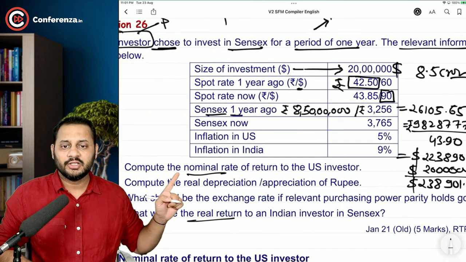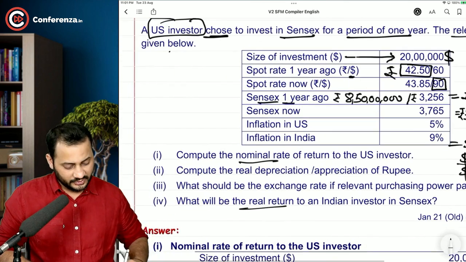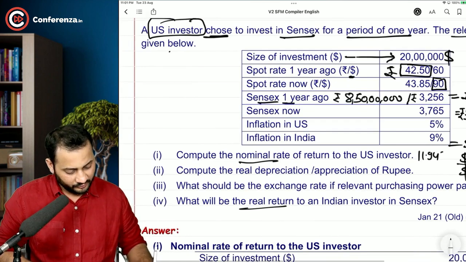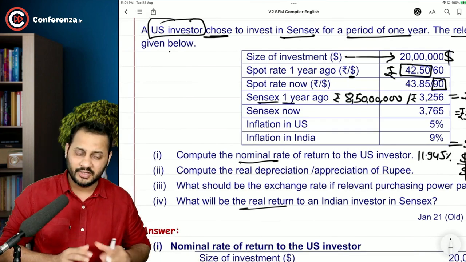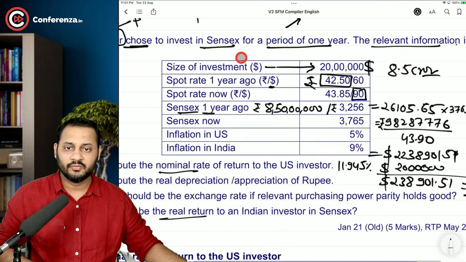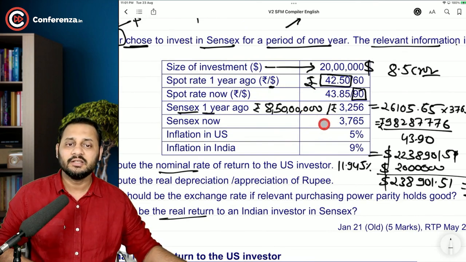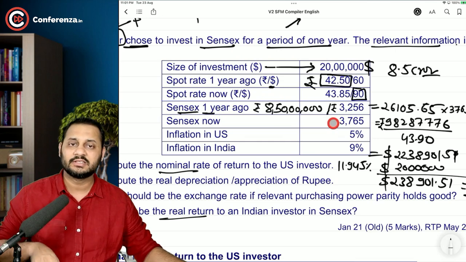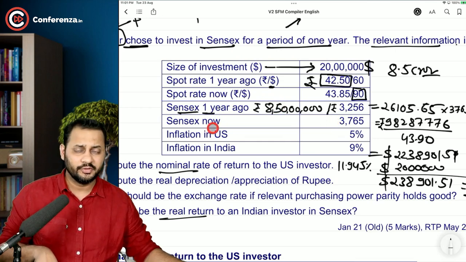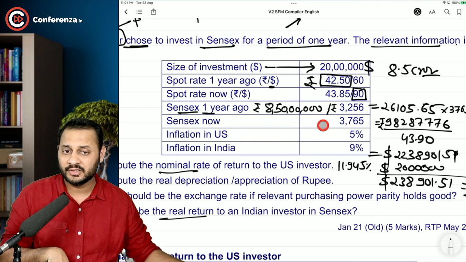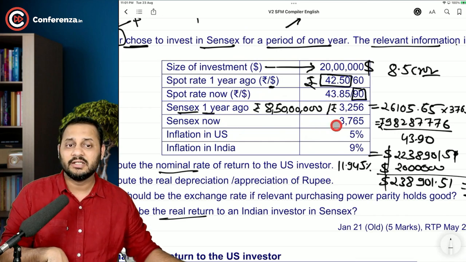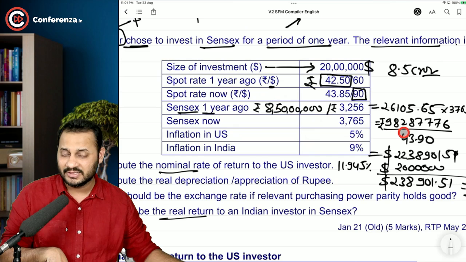So compute the nominal rate of return to the US investor. It comes to 11.945%. You got it? How did we calculate? We first converted the dollar into rupees. Then that rupees was invested in the Sensex at 1 year ago prices. The units of Sensex that we purchased are now converted at the current price, 3765. Then the amount that we received by selling the Sensex was converted at the current spot rate of dollar, which is 43.90.